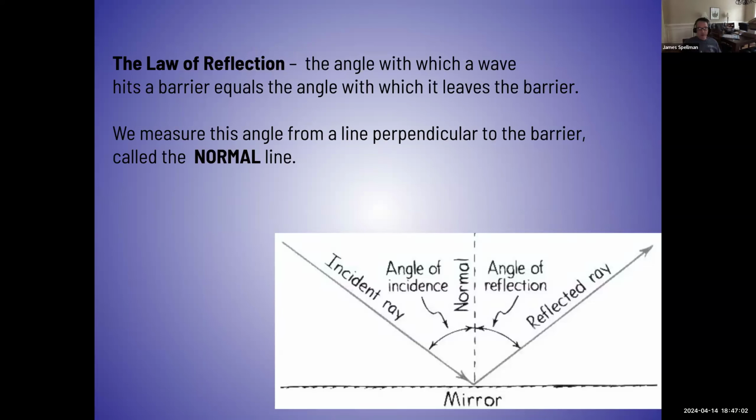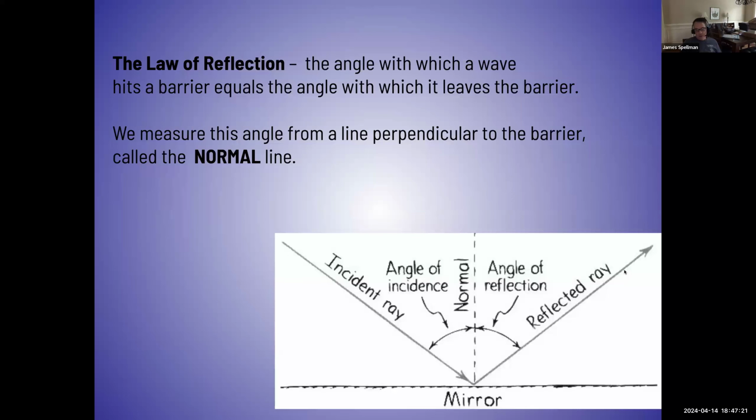So there's a law of reflection, and it's pretty simple. It's just that the angle with which a wave hits a barrier is going to be the same as it leaves it. And you can see the diagram, the way that this was illustrated is the incident ray, and this is the incoming. If it hits a mirror, it's going to bounce over here and reflect off of it.